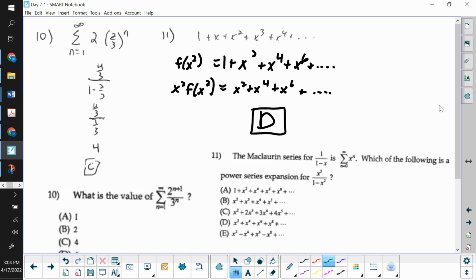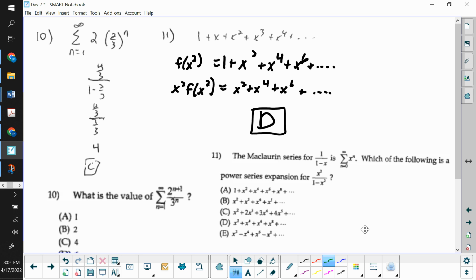In 11, so 1 over 1 minus x, that's where we're just starting with 1 and multiplying by x over and over again based on our infinite geometric sum formula, just like we did on the last one. So your initial is 1 plus x squared plus x cubed and so on.